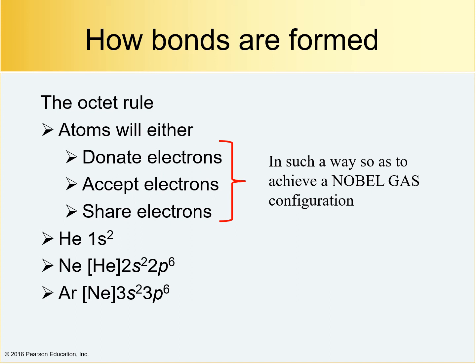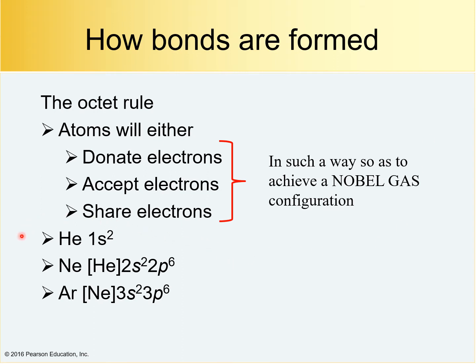So let's talk a little bit about how bonds are formed, and in this video I want to talk specifically about ionic bonds. In general, atoms are going to either donate electrons, accept electrons, or share electrons in such a way that they achieve a noble gas configuration. So you may recall in an earlier video I told you that noble gases are particularly stable, and all of these elements want to be like a noble gas. So that's kind of the rule of chemistry. Everybody wants to be as stable as they can be.